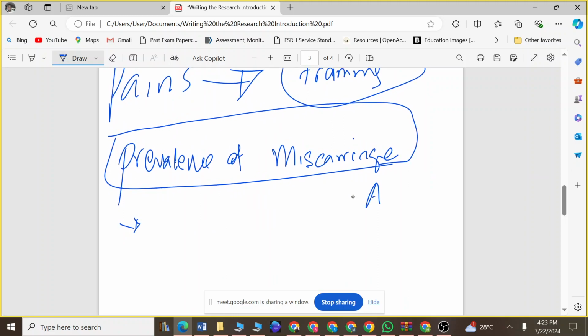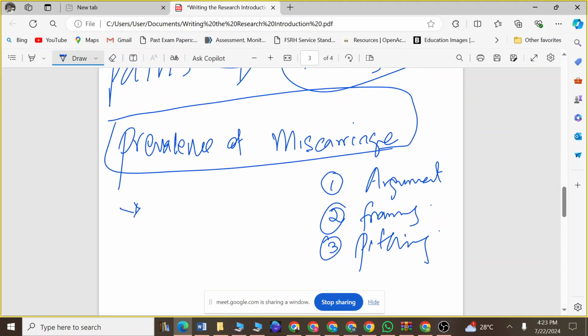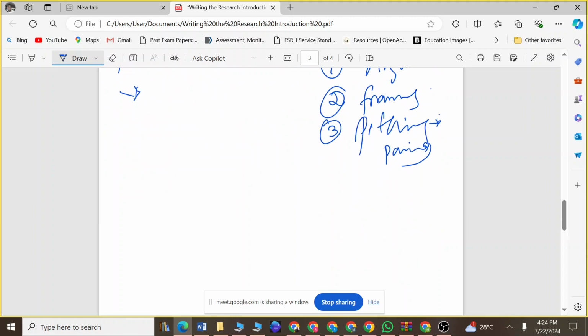So you have one, argument. Two, that argument should be well framed, framing. And then three, the element of pitching should come in. Okay, we said that pitching is making sure that you catch people's attention such that they can be very much interested in your problem. And in pitching, you need to be able to point out the pains that are existing. That's enough.